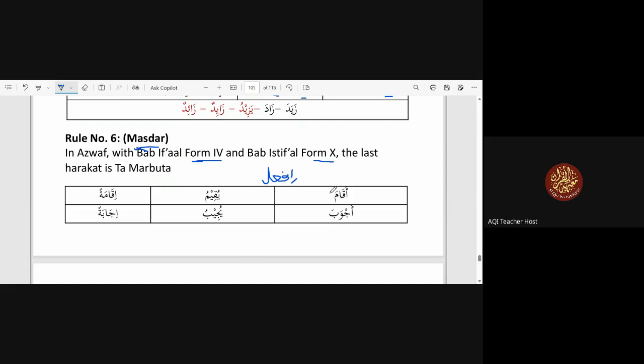So if Azwaf, like we know this aqama, here is the operation that happened. It was qawama, and this, just a second.